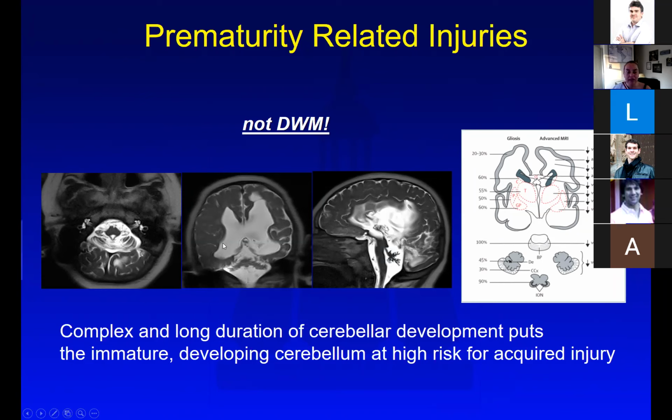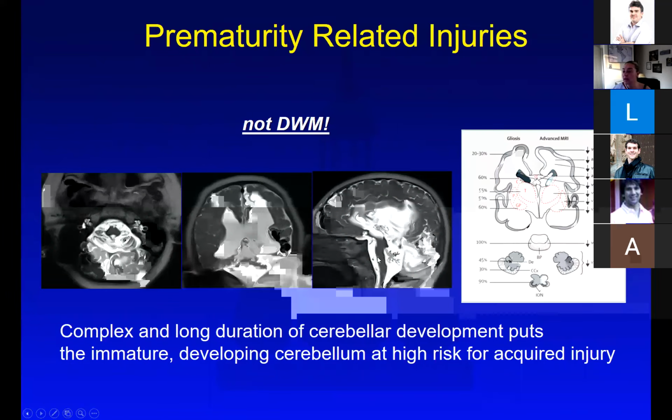And in this infant, obviously, there's profound white matter injury too. You can see the supratentorial brain has a lot of white matter injury as well. What we're seeing here in this infant is sequela of prematurity-related injuries presenting with profound infratentorial and supratentorial parenchymal volume loss.